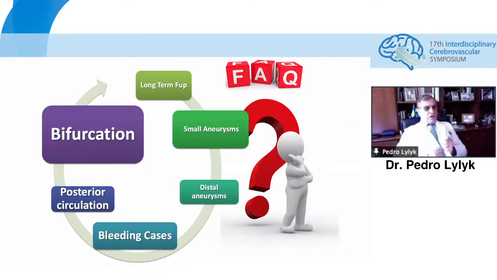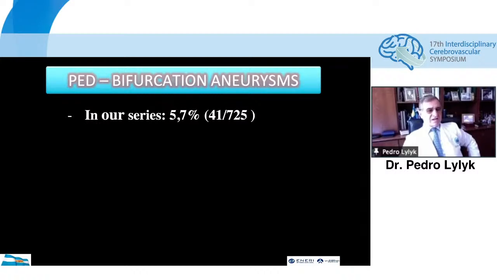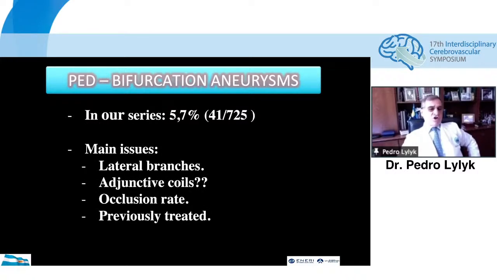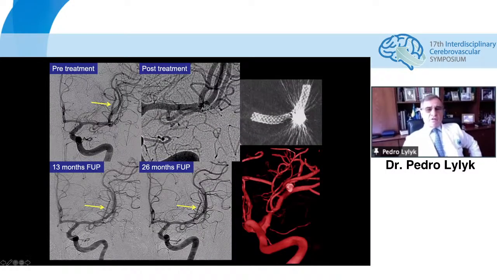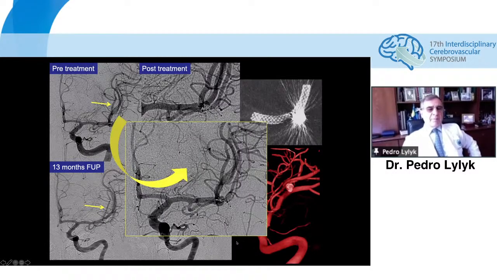We also, at the beginning, were reluctant to treat bifurcation aneurysms with flow diverters. And our rate is almost less than 6%. The issues were the lateral branches, whether we have to use coils or not, and what will happen with the occlusion rate. So I will show you one case with a left MCA that was ruptured. We did it first with coils, it recanalized, and afterwards we had to use a flow diverter. And this is 26 months of follow-up, showing all the arteries remain open, as you can see over there.